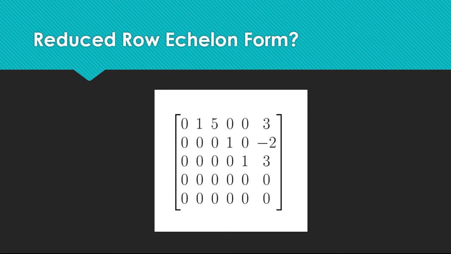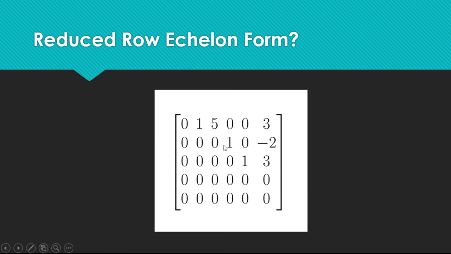Now taking another example. In the first row the leading entry is 1, so below the leading entry all the entries are 0, and on the left side all the entries are 0 as well. So the third condition is also satisfied here.